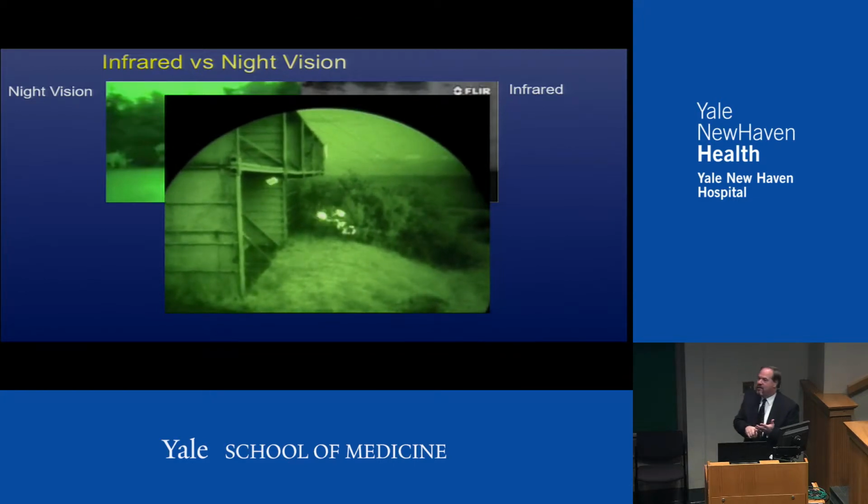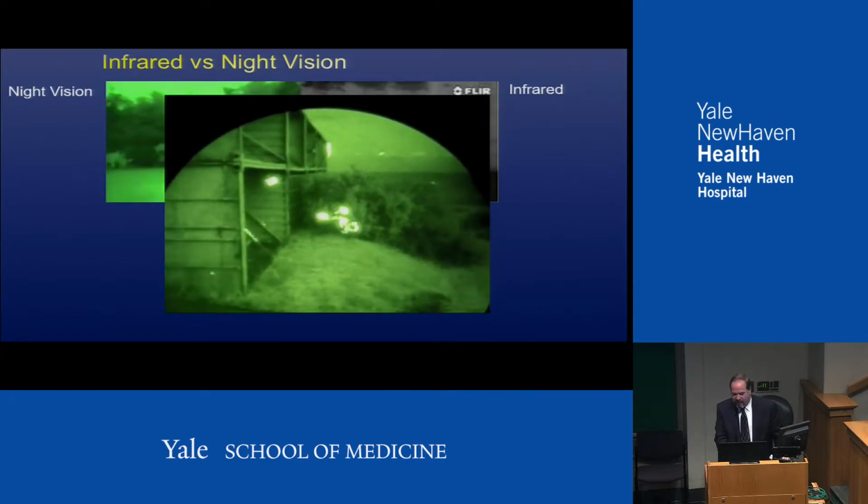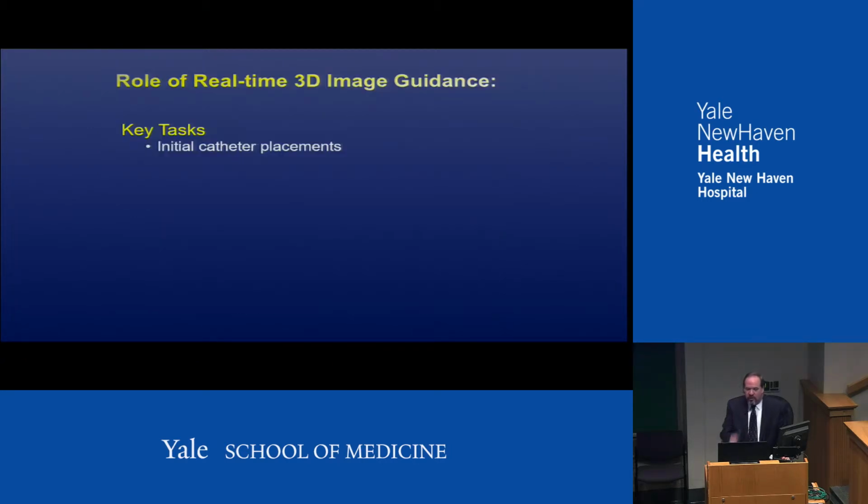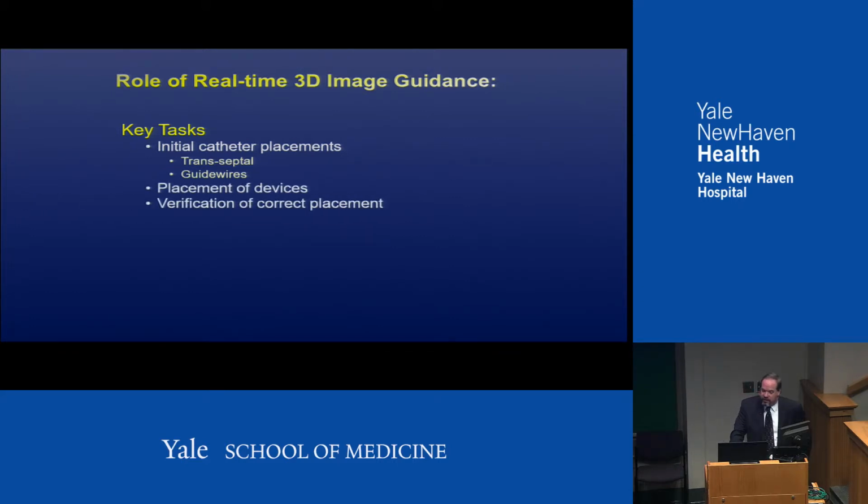We need to not only see the structure, but we need to see where our pitfalls or problems are that are hiding behind. And so I think that's the important part of putting this stuff together and being able to look at it better in 3D. So what are the tasks or guidelines that we want to use for guidance? We may want to initially place the catheters. We may want to do a transeptal puncture and guide wire placement, placement of devices, verification of the correct position, be able to verify expected results. Did we close it? Did we clip it? Is the MR less?